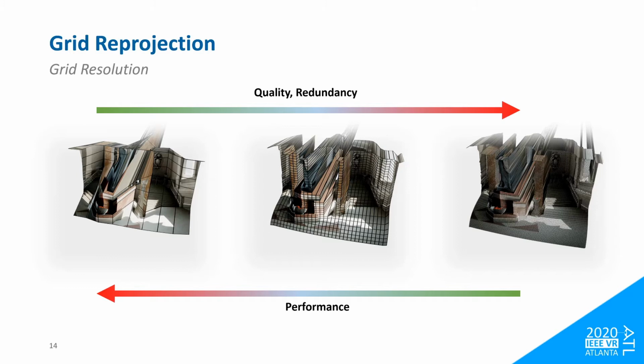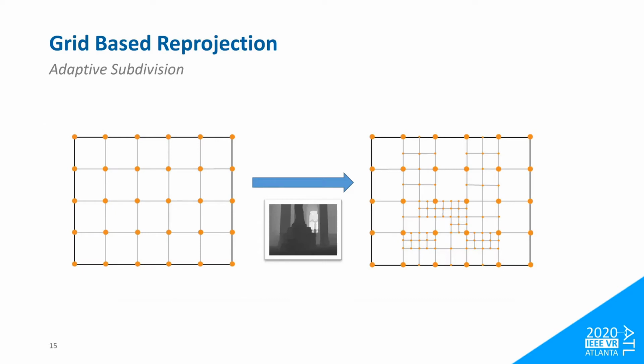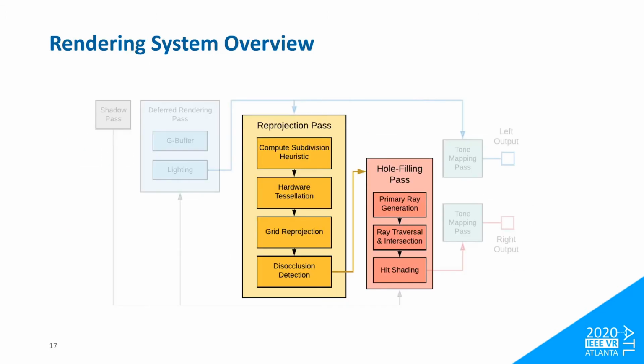However, such a high number of vertices can itself become a limiting factor, and practically it is not even necessary, as many vertices can be warped together. Therefore, it is a better idea to rather subdivide a grid adaptively based on the underlying depth image. However, the question now becomes, how do we decide which grid cells need to be subdivided? Which brings us to the first step in our reprojection path, the compute subdivision heuristic.